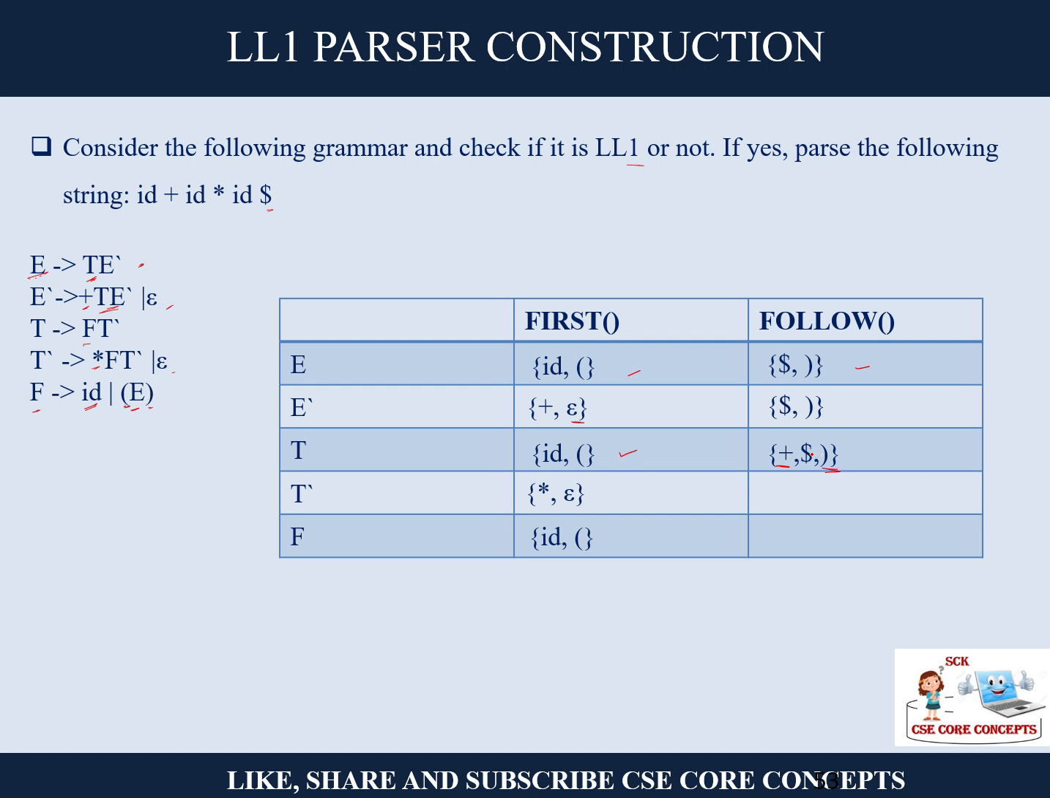Then you have the follow of T prime. So where is T prime? T prime is here. After T prime, nobody is there. So the follow of T will be there: plus, dollar and a closing bracket. Again here nobody is there, so the follow of T prime is done.